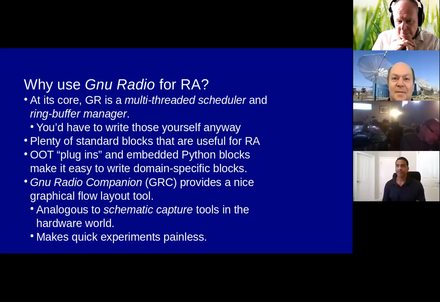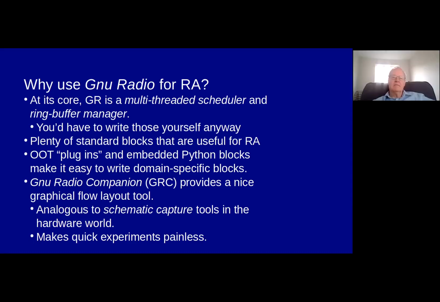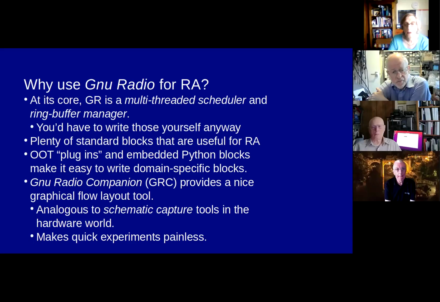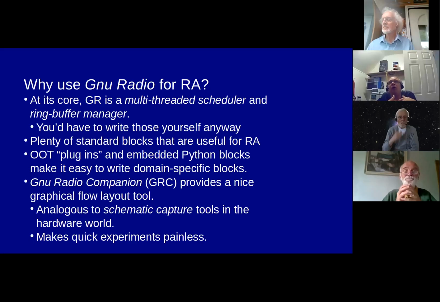There are plenty of standard blocks that come with GNU Radio that are actually useful for radio astronomy. They're very generic. They're not tailored to one particular communication standard or communications technique. And because those blocks are already there, that also makes it useful for radio astronomy.